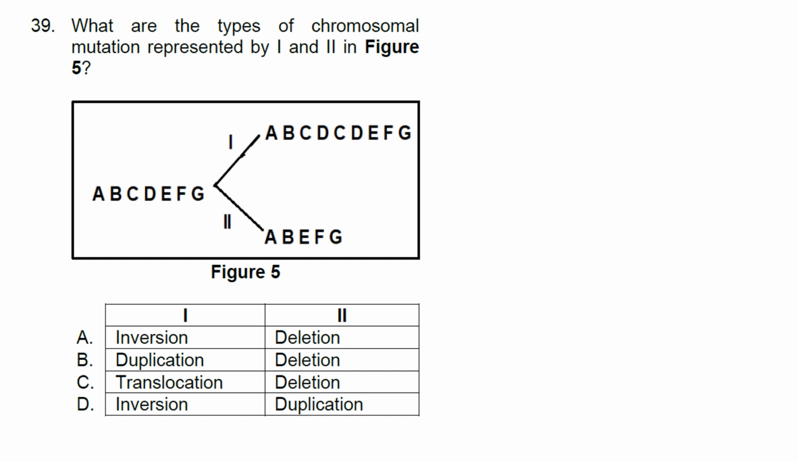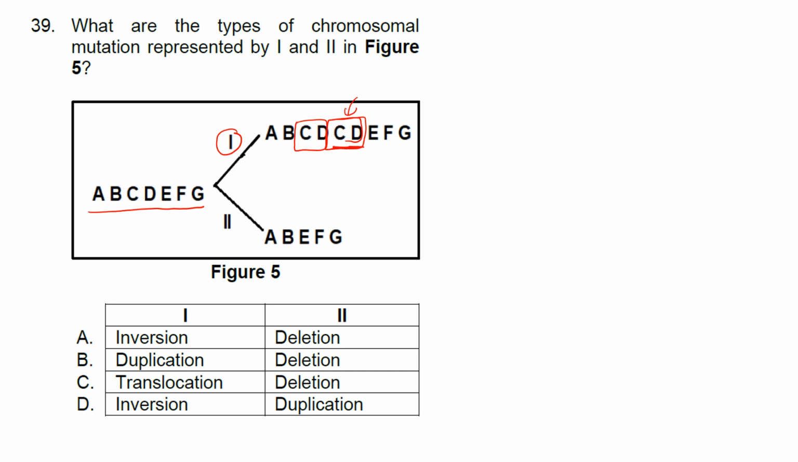Question 39. What are the types of chromosomal mutation represented by 1 and 2? This is the wild type, the original chromosome with segments A, B, C, D, E, F, G. For the first type of mutation, you will observe A, B, C, D, and then another C, D. So you have a repetition of the CD region. The CD region is present twice. This is what we call duplication.